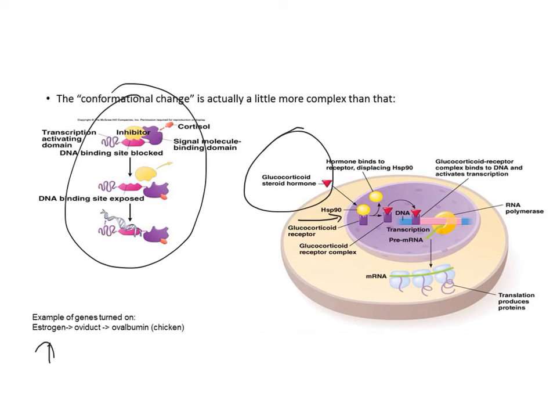An example of genes that might be turned on by a specific hormone: you can see estrogen being the hormone, the oviduct being the tissue site where the signal molecule is going to ultimately turn on a gene like albumin, and this is something that they've seen in chicken. So ultimately, this shows you a steroid, a tissue that has a particular receptor for that steroid, and ultimately a gene that's turned on.